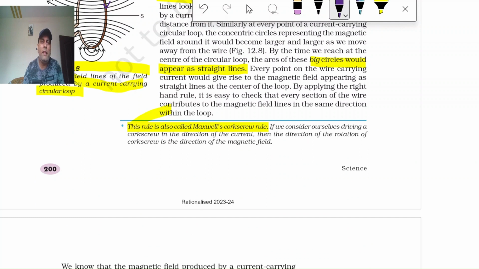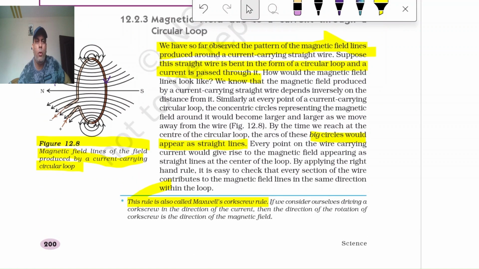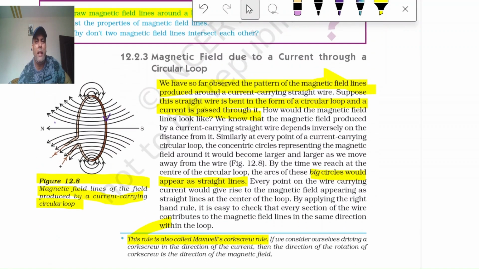This rule is called the Maxwell rule. Let me read the entire thing properly so that you should go and revise it properly. So far we have observed the pattern of magnetic field lines produced in a current carrying straight wire.